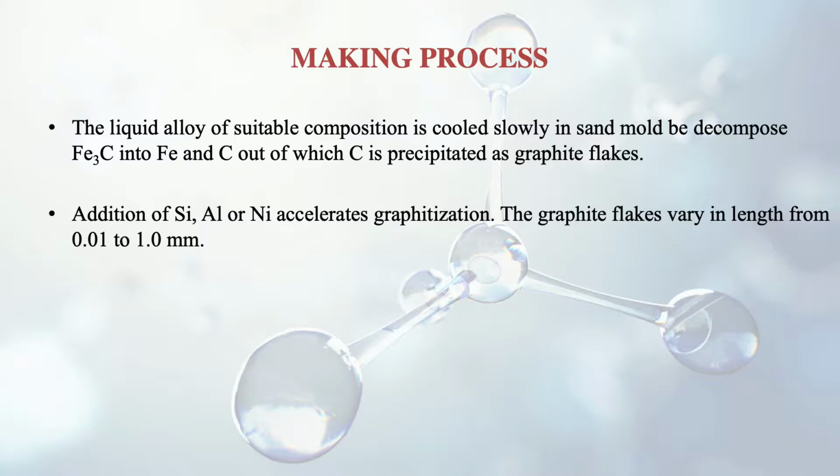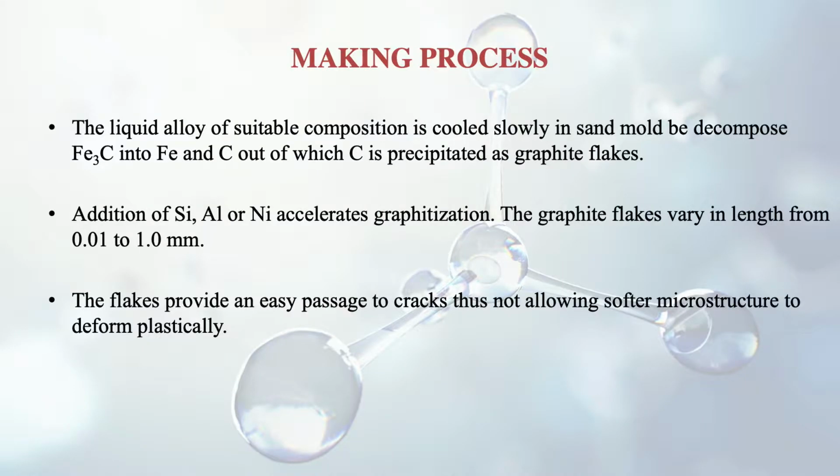So graphite flakes vary in length from 0.01 to 1 millimeter. So these are the dimensions of these graphite flakes. The graphite flakes that are present in this grey cast iron actually provide an easy passage to cracks, thus not allowing the softer microstructure to deform plastically.